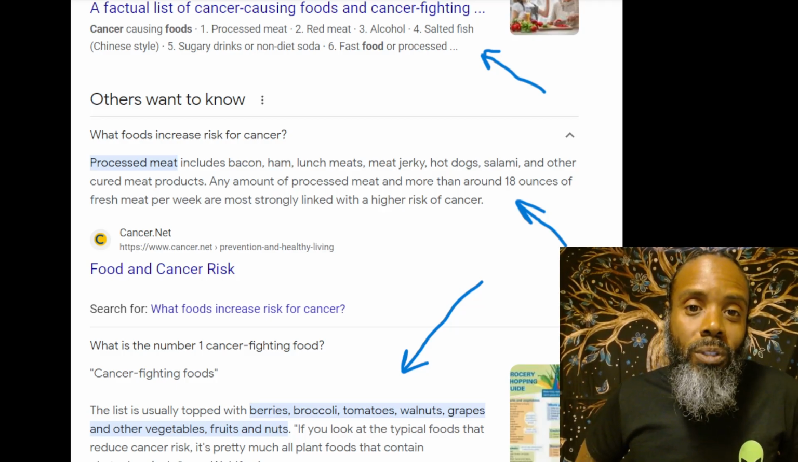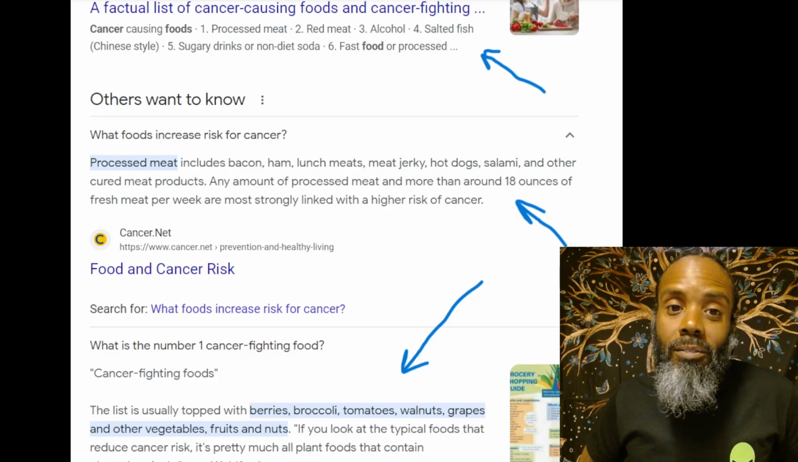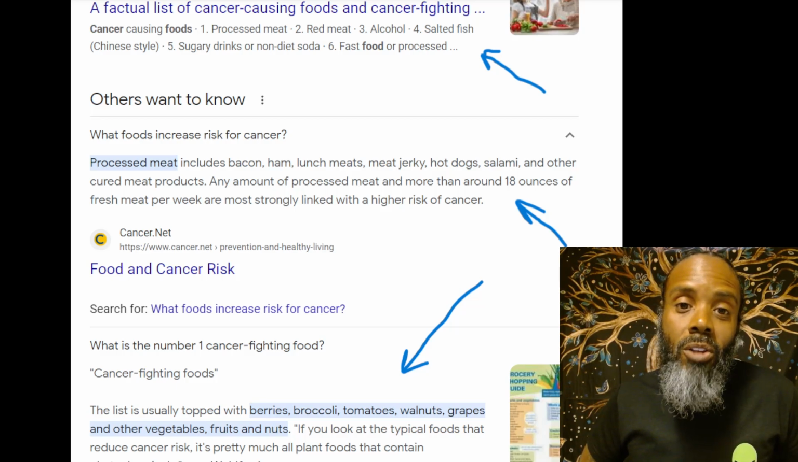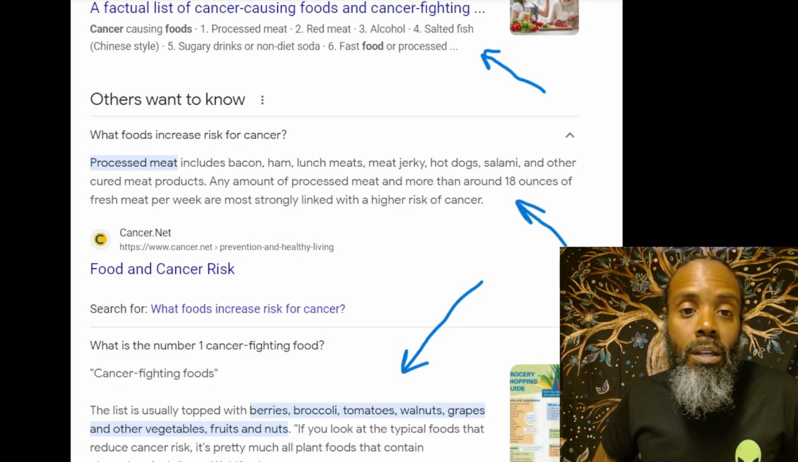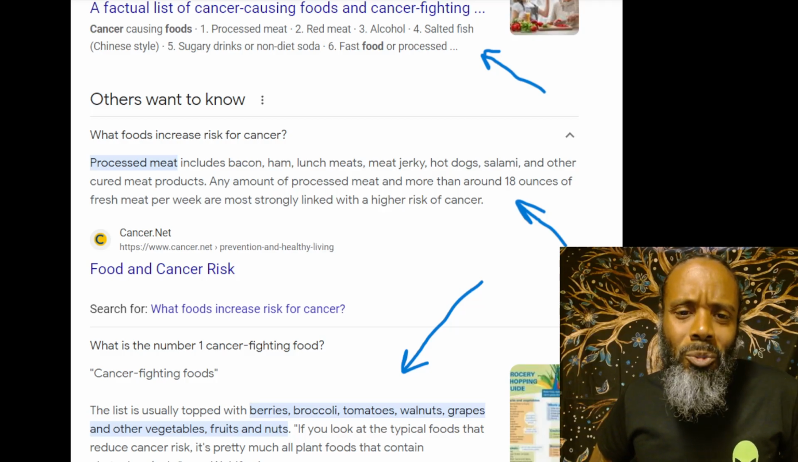A factual list of cancer-causing foods and cancer-fighting foods. Cancer-causing foods: processed meat, red meat, alcohol, salted fish, sugary drinks, or non-diet soda. Fast food or processed foods, and I'm sure there's more. There's absolutely more.